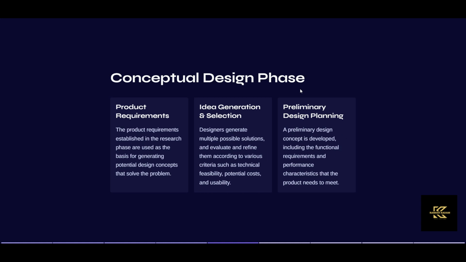Conceptual design phase. Product requirement, idea generation and selection, preliminary design planning. The product requirements established in the research phase are used as the basis for generating potential design concepts that solve the problem. Idea generation and selection. Designers generate multiple possible solutions and evaluate and refine them according to various criteria such as technical feasibility, potential cost, and usability. Preliminary design planning. A preliminary design concept is developed, including the functional requirements and performance characteristics that the product needs to meet.